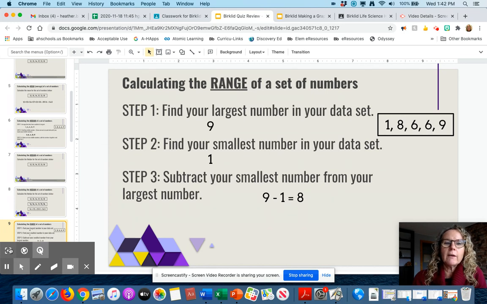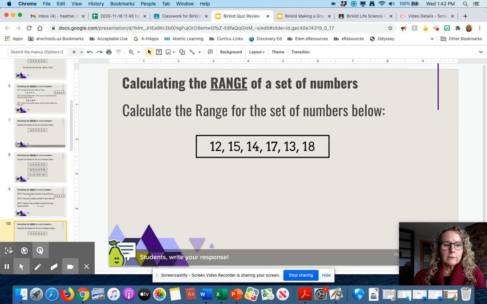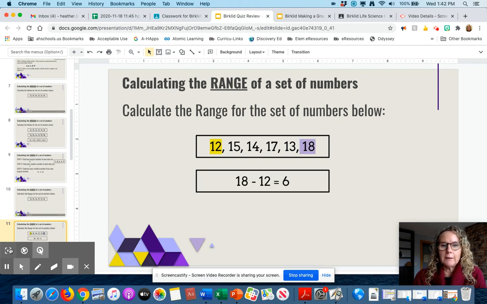If we go to the last one, the range of a set of numbers is the largest number in your data set minus the smallest, which is really easy to find if you've just done the median because you have them in order. So you take the largest number minus the smallest number, and that gives you the range of a set of data. We're going to practice that with this last set of numbers. Find the largest number and the smallest number and subtract them. So the range for this set of data would be 18 minus 12 equals 6.